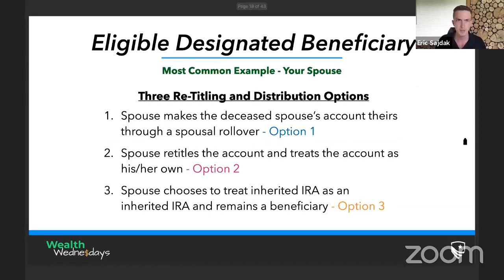The third one we'll spend a little bit more time on: eligible designated beneficiary. This is the beneficiary royalty. The most common example here would be your spouse. And there are essentially 3 options that a spouse has when they inherit their deceased spouse's accounts. They can retitle, they can do a spousal rollover, or they can be treated as a beneficiary. So option 1, and I'm going to refer to these as we go through a few examples.